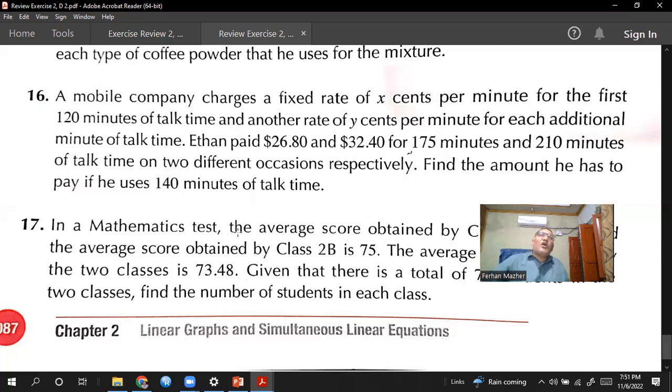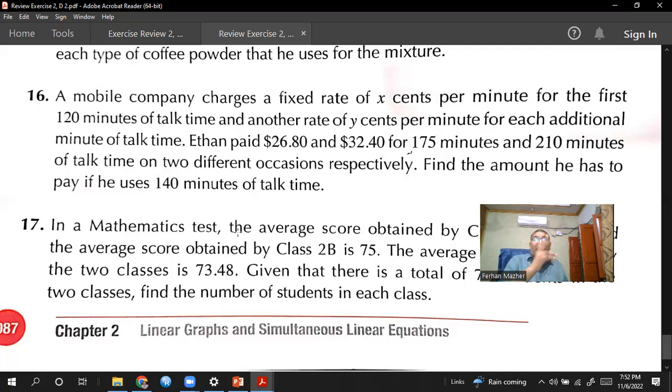Now, the second call is of 210 minutes. So the first 120 minutes, their cost is X cents per minute. And the rest of the 90-minute call will be charged at Y cents per minute. So you will have 120X plus 90Y equals $32.40.